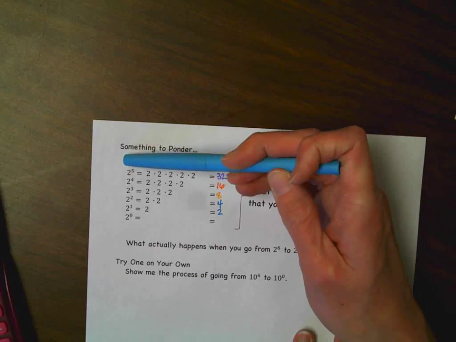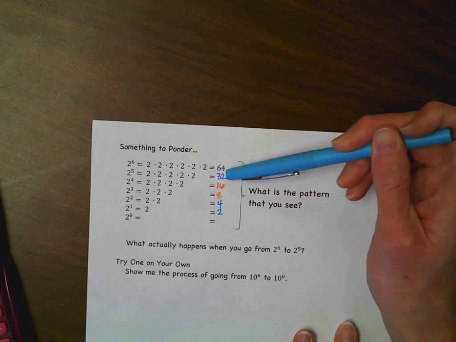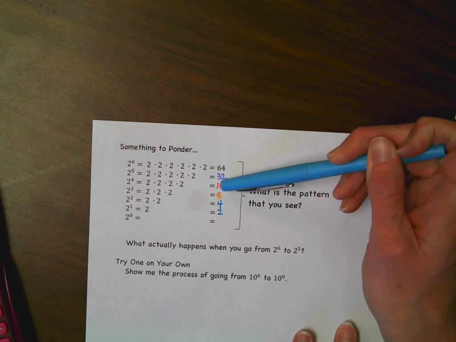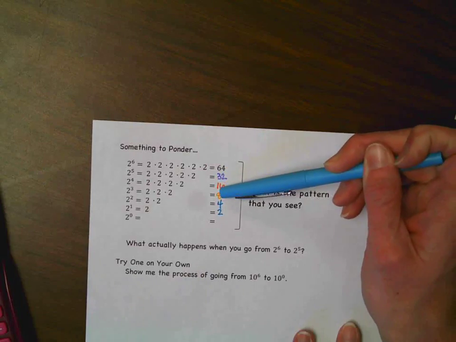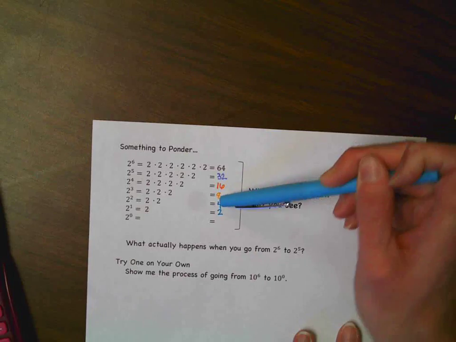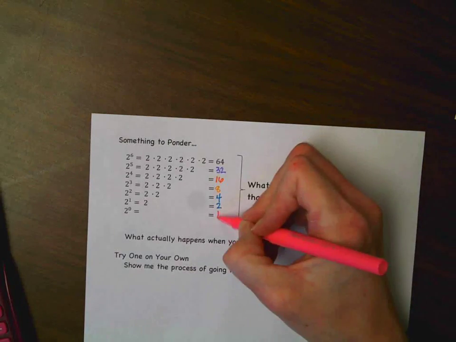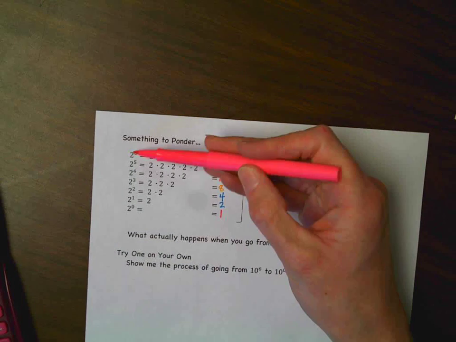Okay, so we look at here, 64 divided by the base, which the base is 2. 64 divided by 2 is 32. 32 divided by 2 is 16. 16 divided by 2 is 8. 8 divided by 2 is 4. 4 divided by 2 is 2. So what is 2 divided by 2? And the answer is 1.